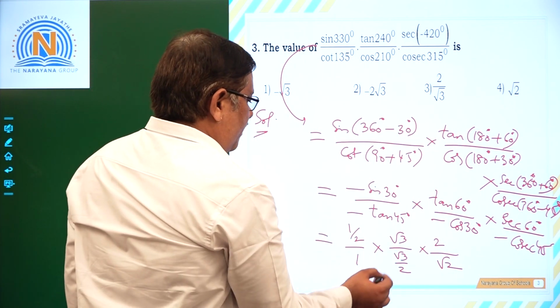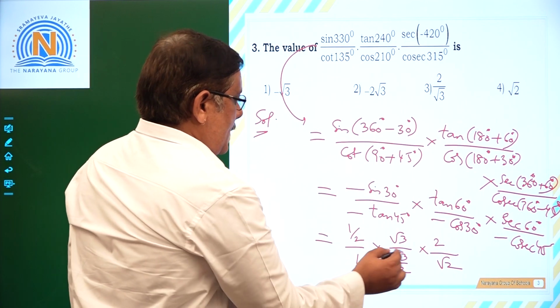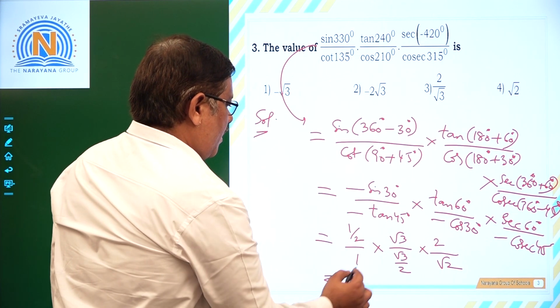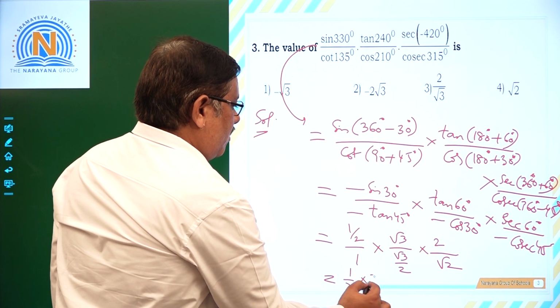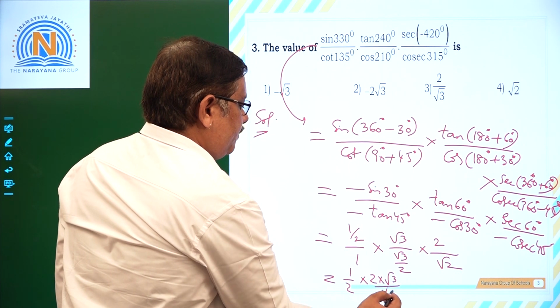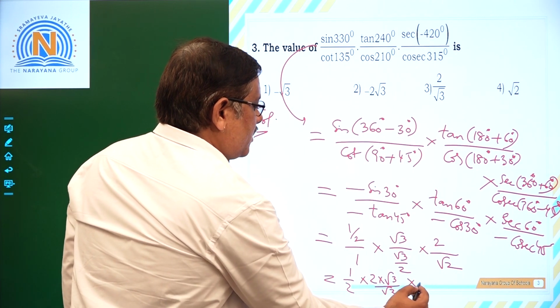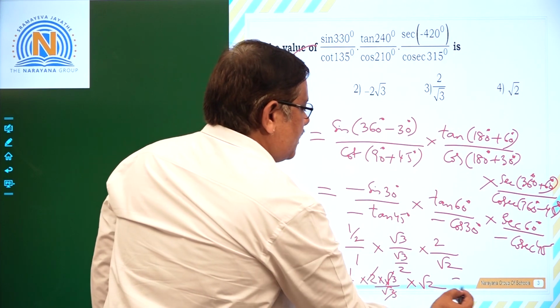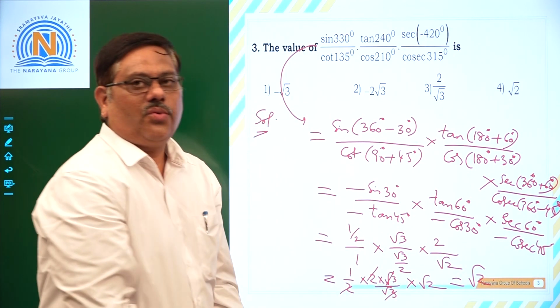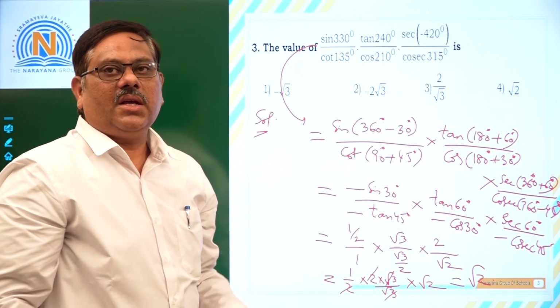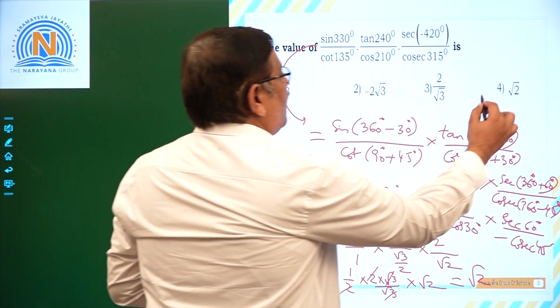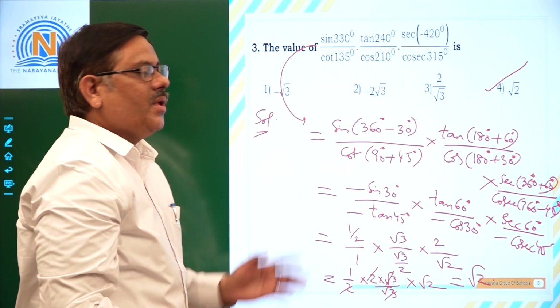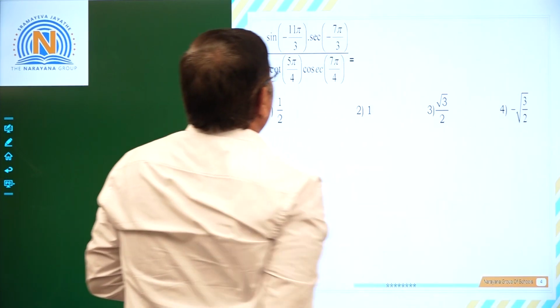If you simplify here, that is otherwise 1 by 2 times 2 into root 3 by root 3 into 2 by root 2, which is nothing but root 2 for us. So the root 3 cancels, and the final result is root 2. So the answer for this question is root 2, which is the fourth option. Now let us see the last question.